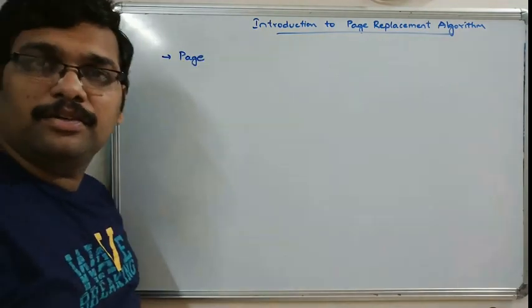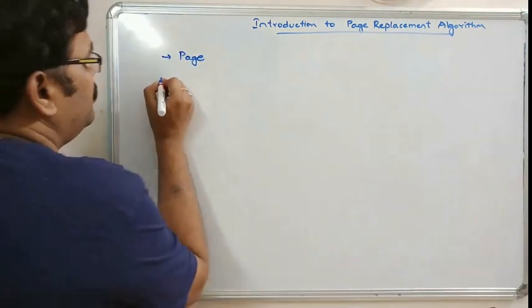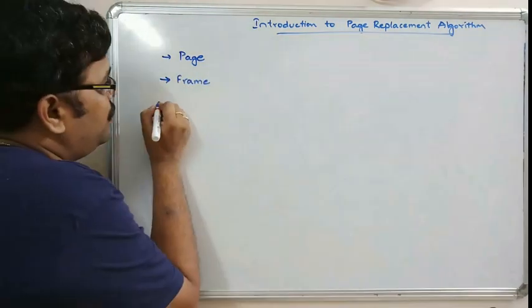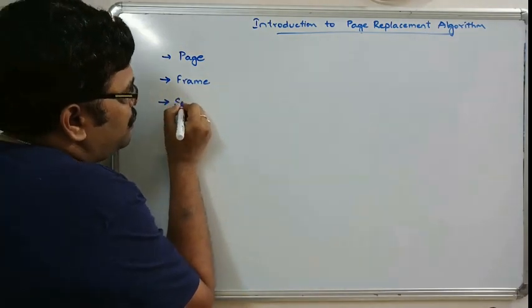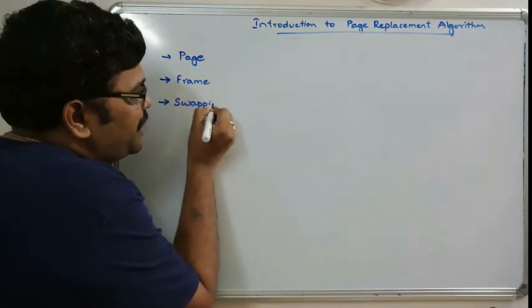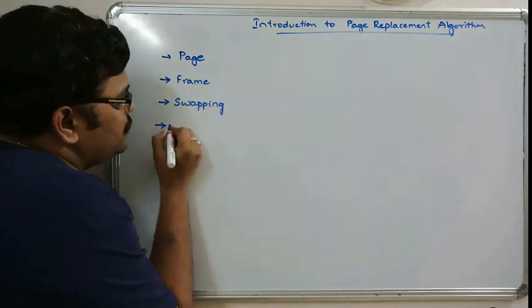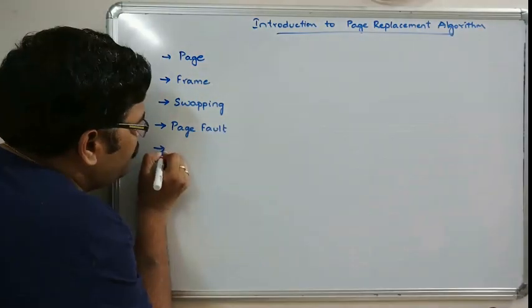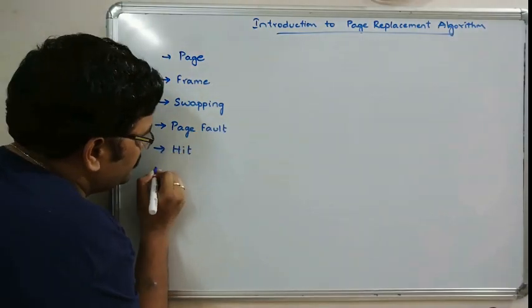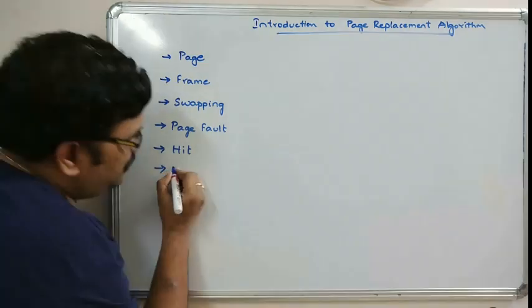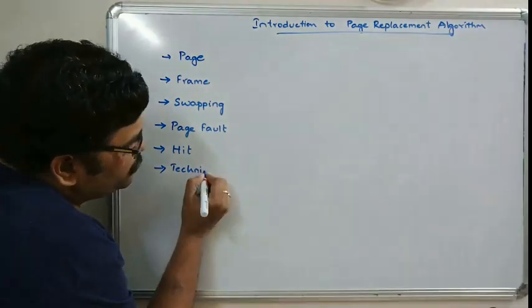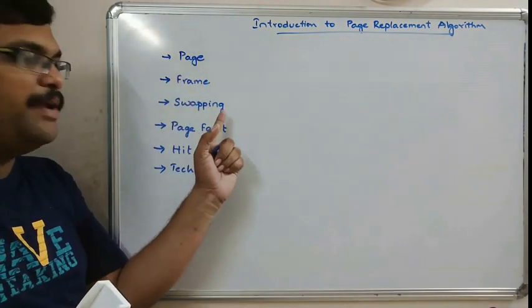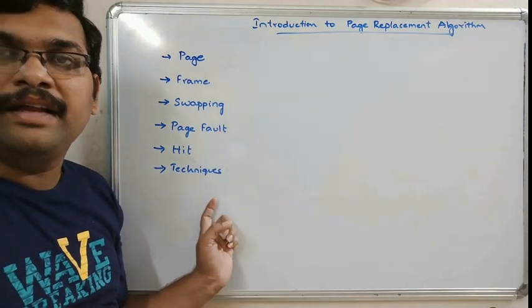The basic terminologies used. The first one is page. So what is meant by a page? Second one is frame. Third one is swapping. The fourth one is page fault. Fifth one is hit. And the next one is the techniques used. So page, frame, swapping, page fault, hit, and techniques.